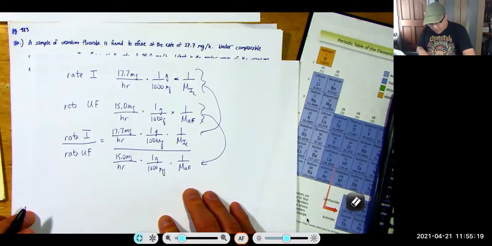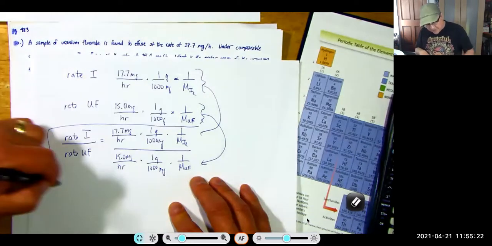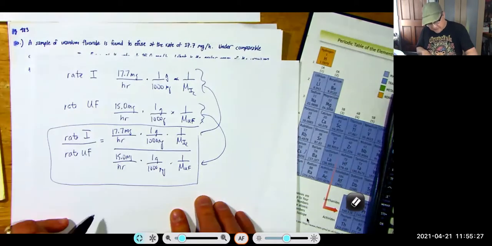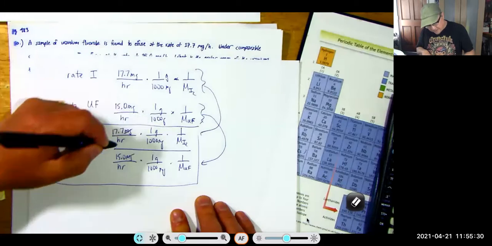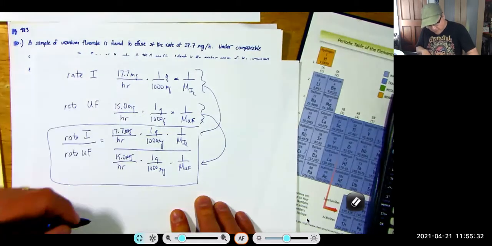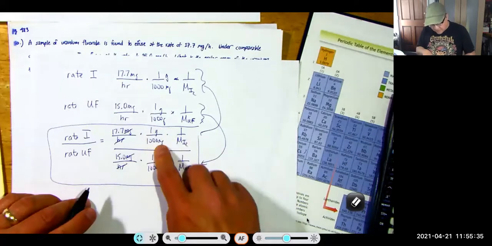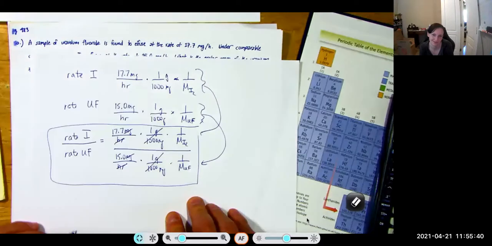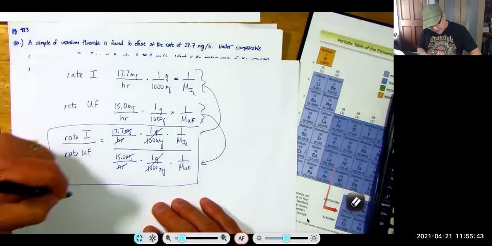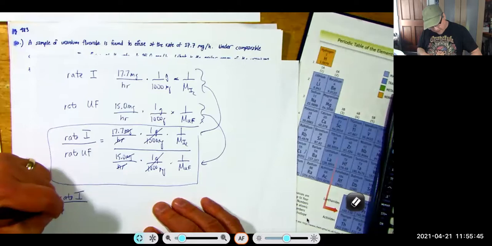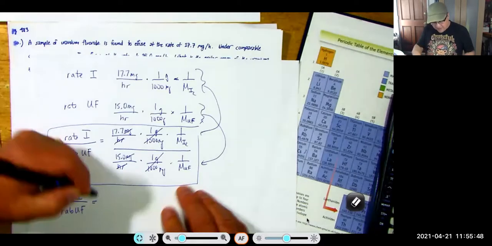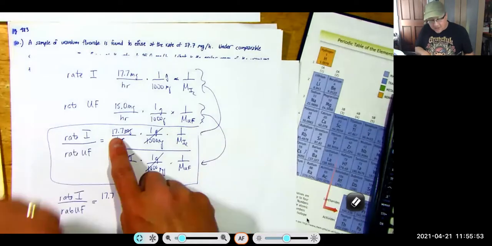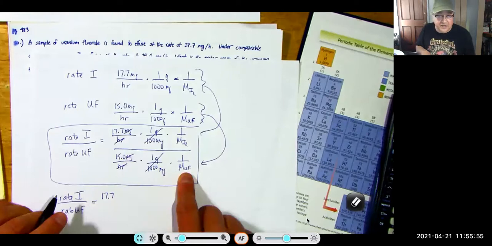Now you might be wondering, why am I doing all of that? Well, let's take a look. What happens to the milligram here and the milligram here? Cancel. What happens to the hour and the hour? Cancel. What happens to the 1 gram over 1,000 milligrams and the 1 gram over 1,000 milligrams? They cancel. So we're left with the rate of I2 over the rate of UF is equal to, now these two end up being 17.7, that's that. And what happens when you have a fraction in the denominator? You flip it, right?